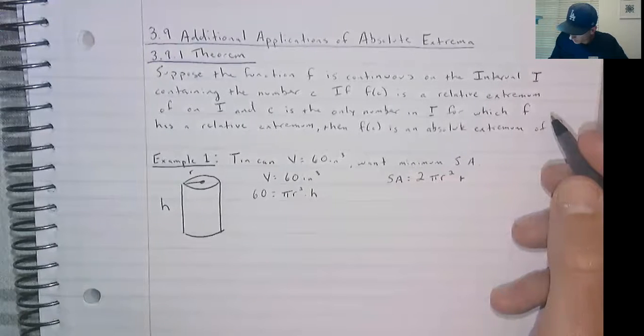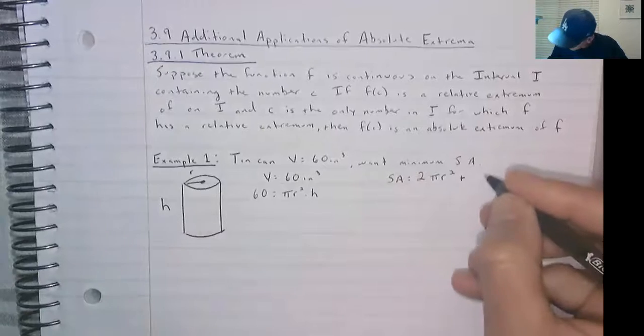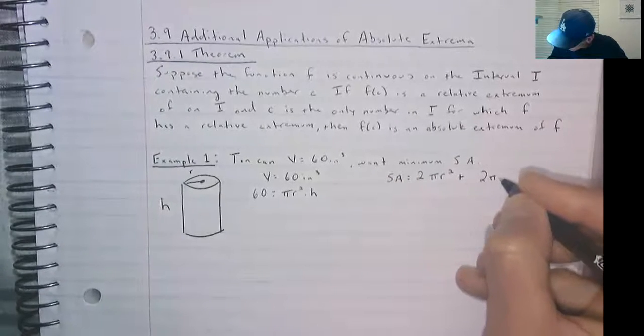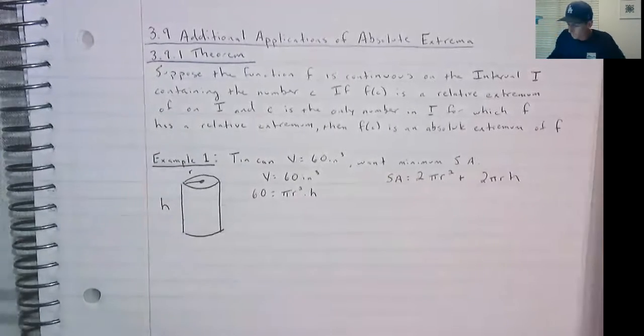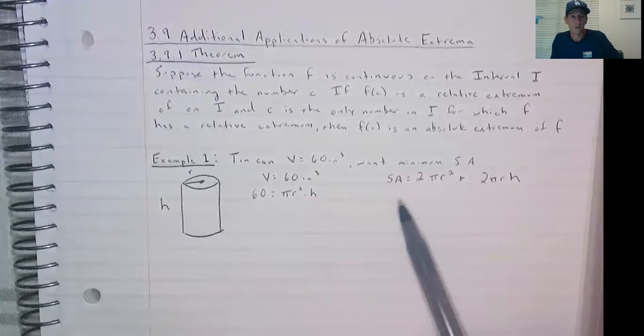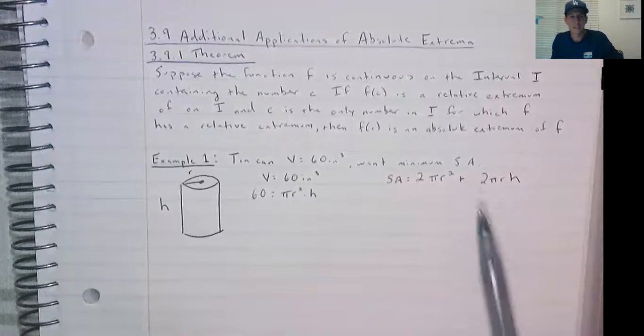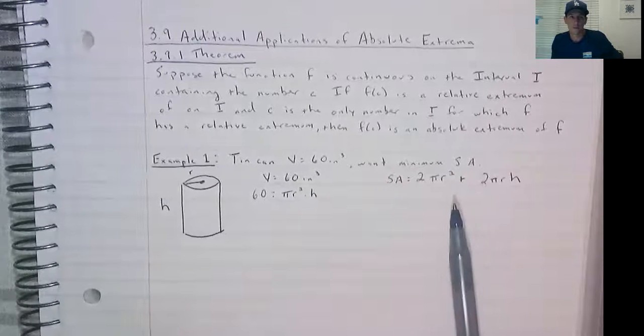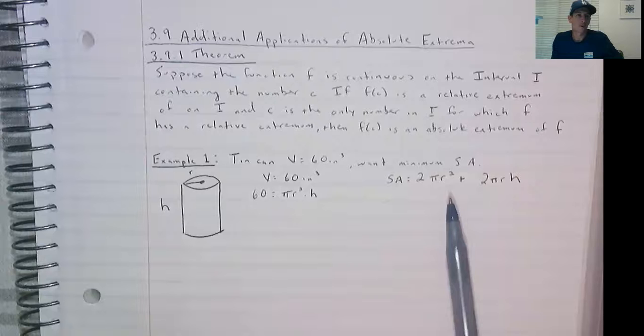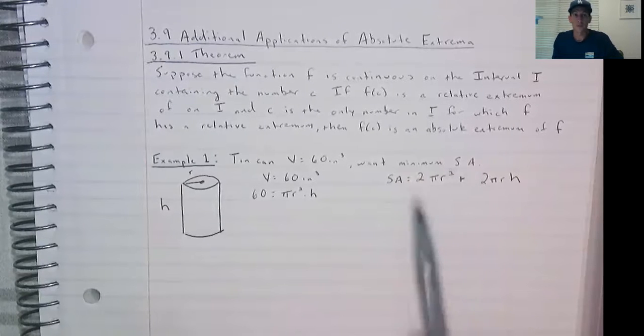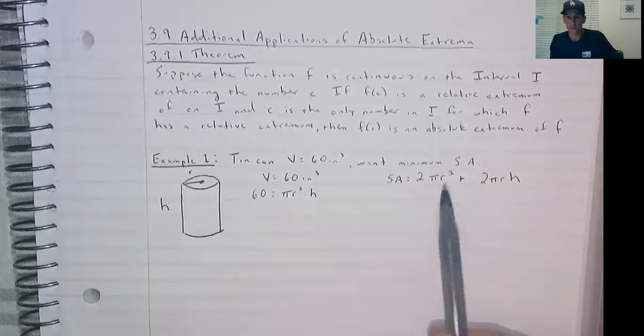So what do we got? Circumference is going to be 2 pi r times the height. Cool. So we want this function in terms of the radius because we are going to be finding the radius that produces the minimum surface area. So right now, this is dependent upon both the radius and the height.